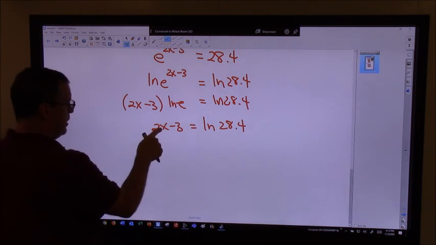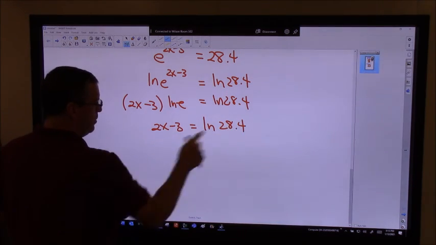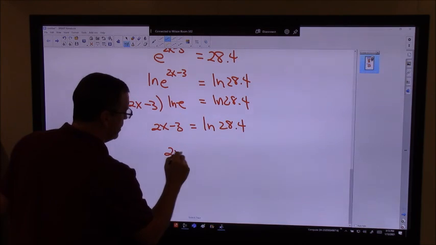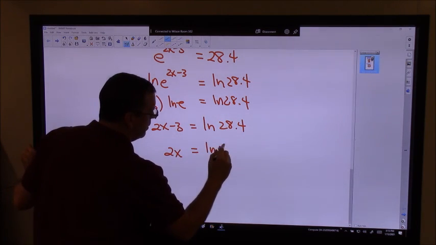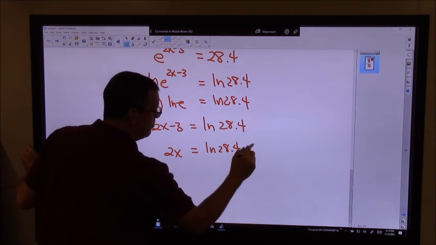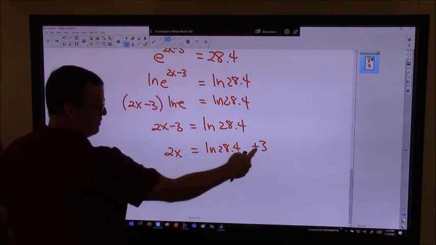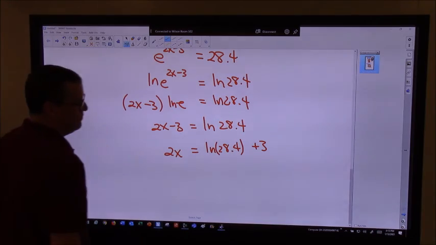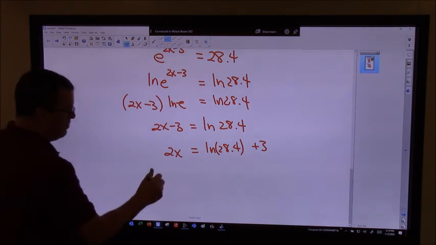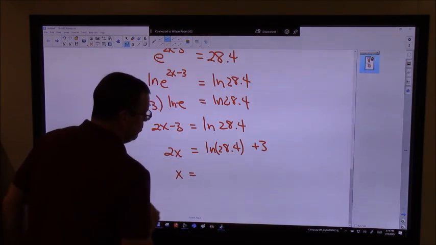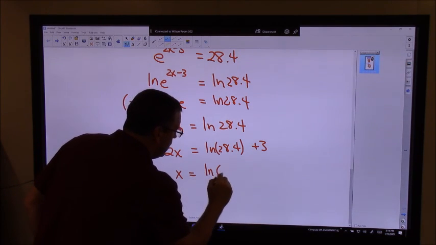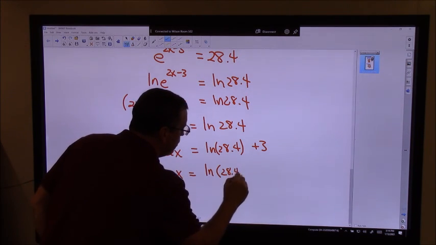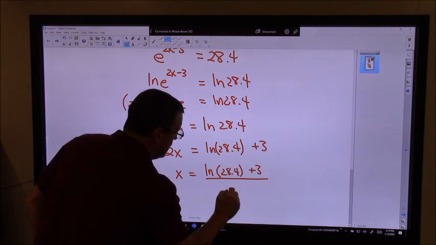Okay, so I want to get x by itself, so I'm going to move this 3 over and add it. So I've got 2x equals natural log of 28.4 plus 3. This 3 is not part of the natural log, and I have to make sure I realize that. And now to get x by itself, I'll divide by 2. So x equals natural log of 28.4 plus 3, and divide that whole thing by 2.